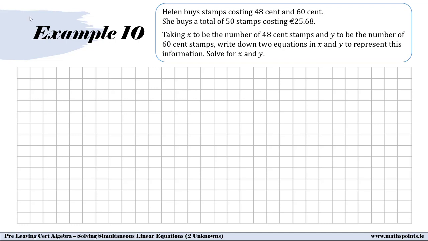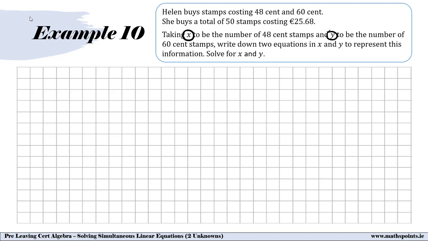So we're told that Helen buys stamps costing 48 cents and 60 cents. So there's two types of stamp, and later in the question we're told that x is the number of 48-cent stamps and y is going to be the number of 60-cent stamps. So they're the only two stamps she buys.